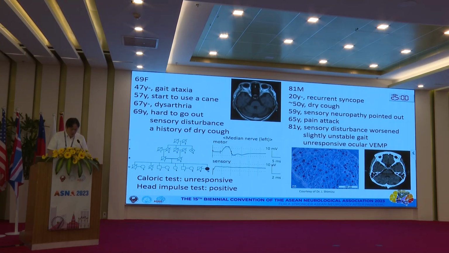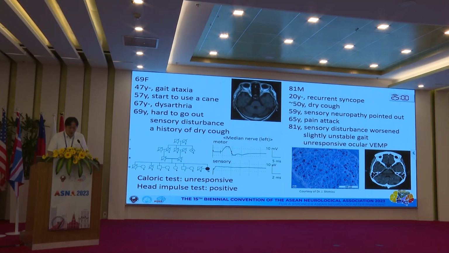As for the family history, the parents are cousins, so it was a consanguineous marriage. Nerve conduction studies showed sensory axonal neuropathy. The caloric test was unresponsive, and the head impulse test was positive. So these are rather typical findings of CANVAS.